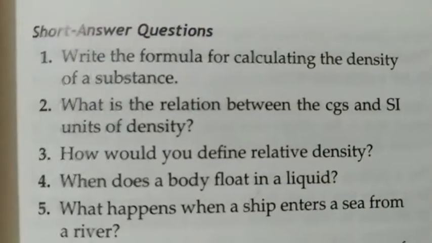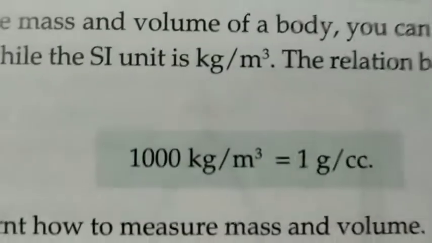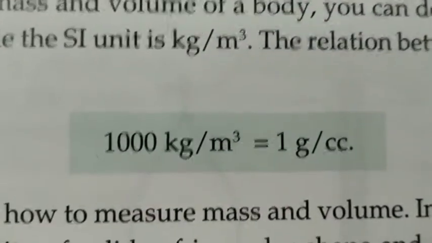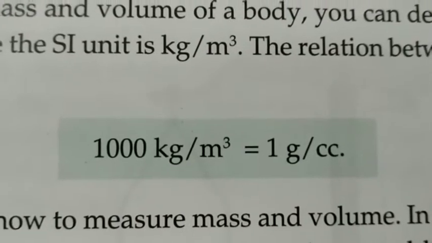Question number 2. What is the relation between the CGS and SI units of density? So here this is the relation. 1000 kilogram per meter cube is equal to 1 gram per cc.